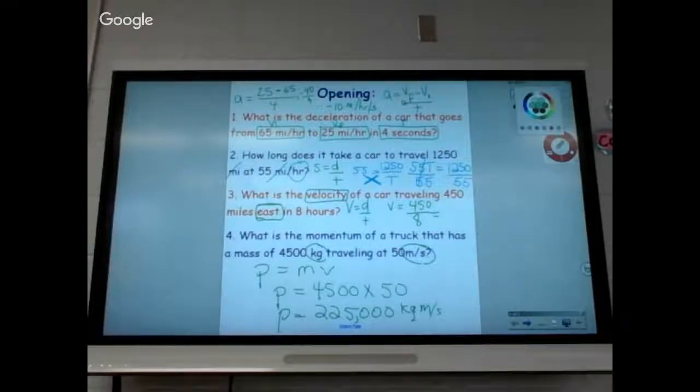When you're finding momentum, is it P, M, or V? Nope, it's P. Where's your yellow card?